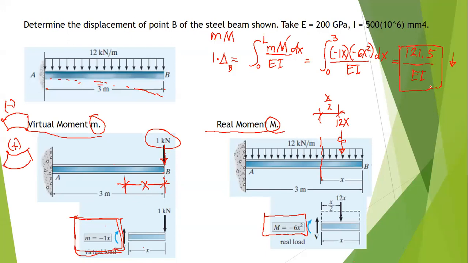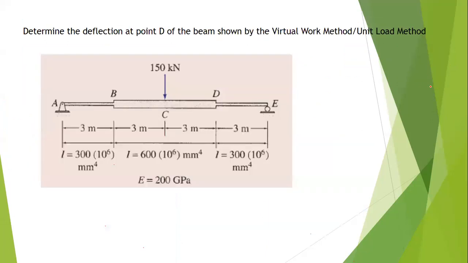Now we will have another illustrative example. This time we are going to use values for our EI. Next. Okay, this one. We are going to determine the deflection at point D using the virtual work or the unit load method. If you notice, guys, for this particular beam, we have a simply supported beam with a concentrated load at point C, and the magnitude is 150 kilonewtons.